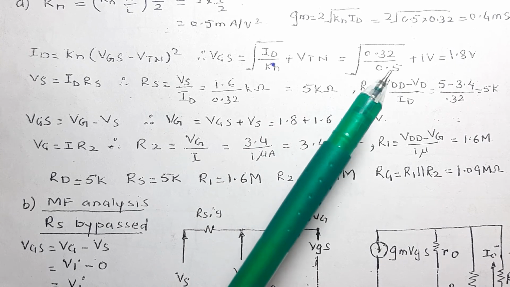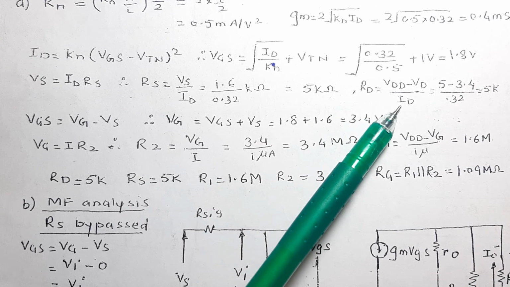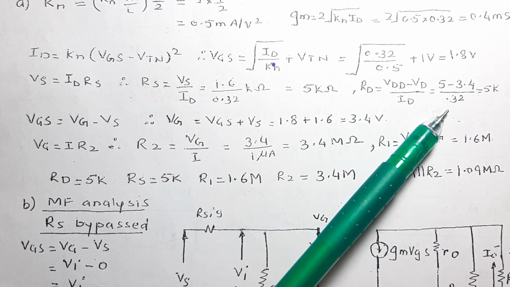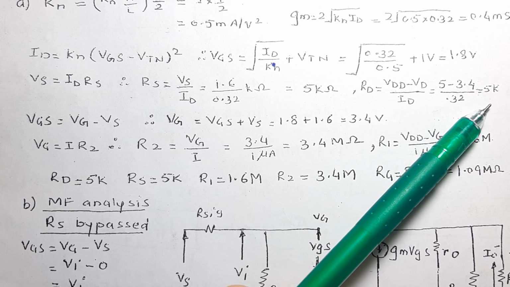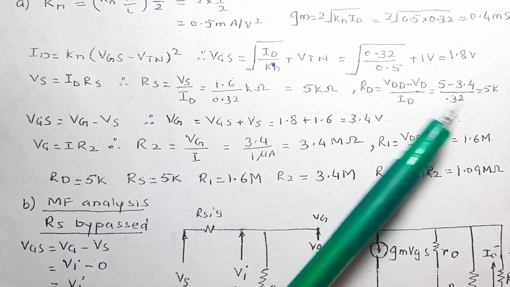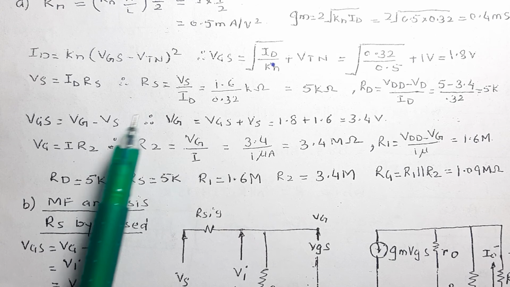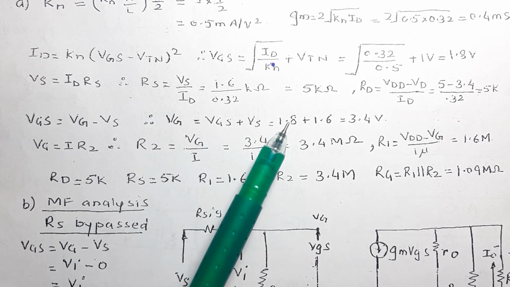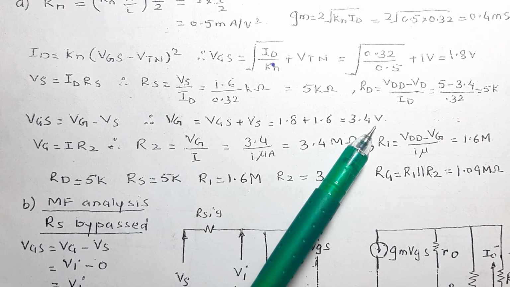Your RD is given as VDD minus VD upon ID. So 5 minus 3.4 upon 0.32, which again gives you a value near 5 kilo ohms over here. Your VGS is calculated as VG minus VS. Therefore your VG will be nothing but VGS plus VS, which is equal to 1.8 plus 1.6, which is equal to 3.4 volt over here.